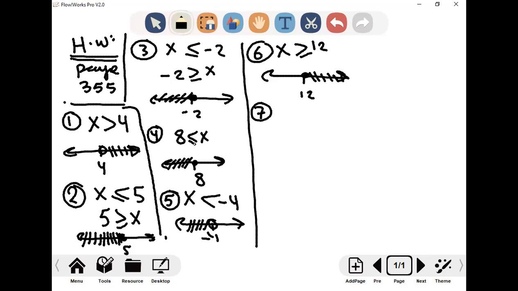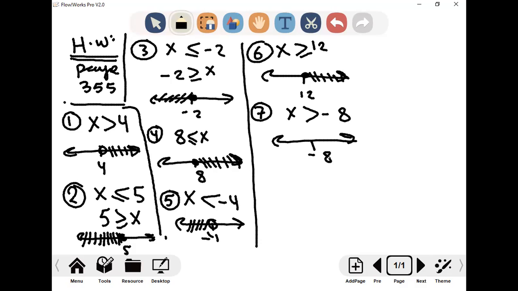X more than or equal 8. Then the number line will be to the opposite side, right? This is 8. Close circle to the right. Question 7. X more than negative 8. This is negative 8. Open circle to the right.